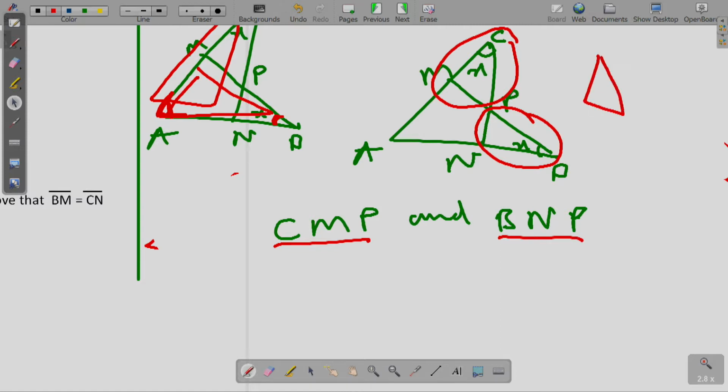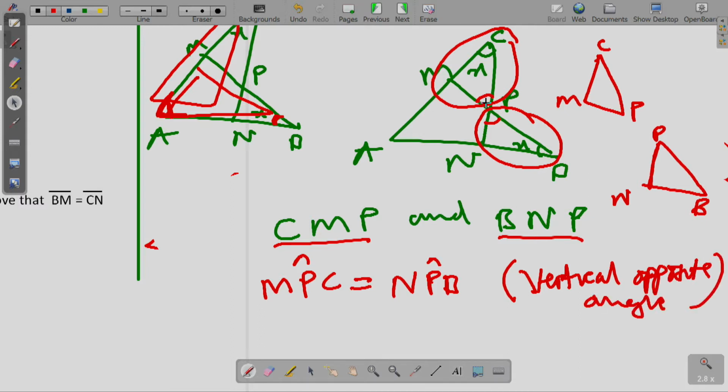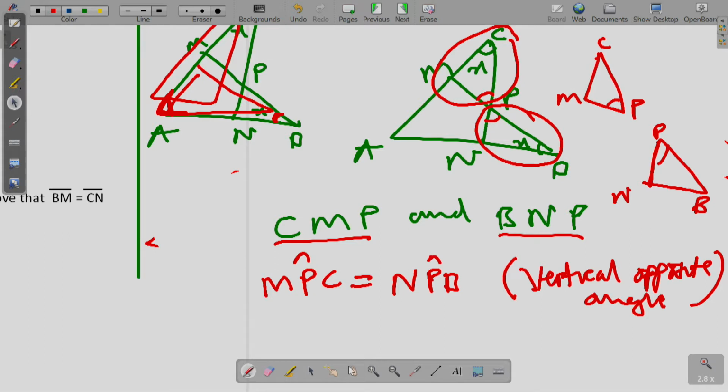We have M, C, and P. From our figure here, we see that this angle is the same because of vertical opposite angles. So we can write angle MPC is equal to angle NPB because vertical opposite angles. These angles are the same, this one and this one.